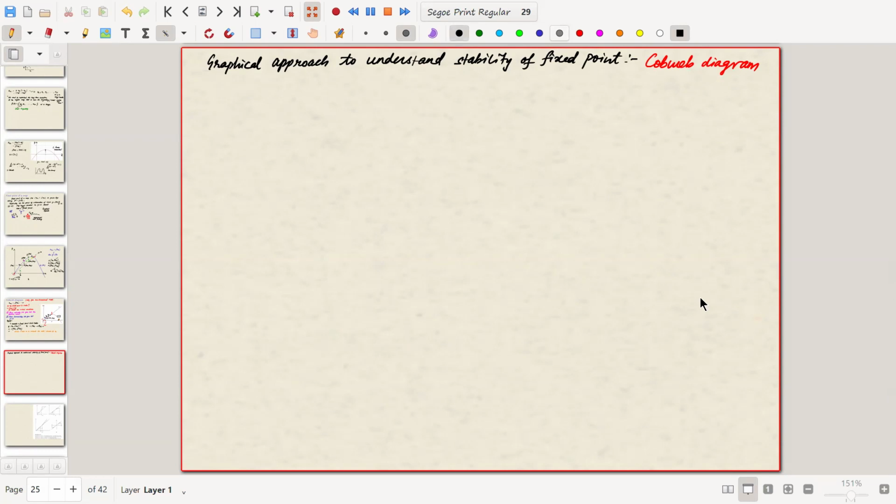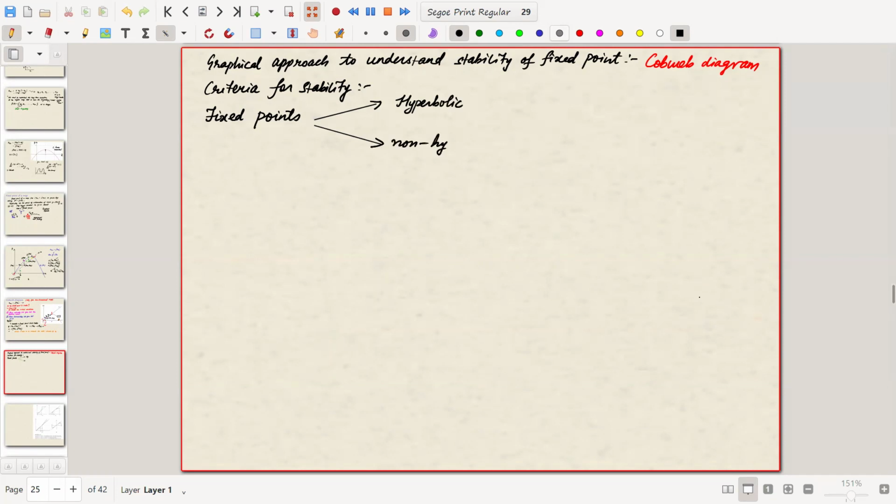So actually, we have to find a criteria for stability, a mathematical criteria for stability. This is a simple yet powerful criteria which I am going to mention here. So first of all, we will divide our attention into two types. Fixed points basically can be classified into two types. One is known as the hyperbolic fixed point. Another is known as a non-hyperbolic fixed point.